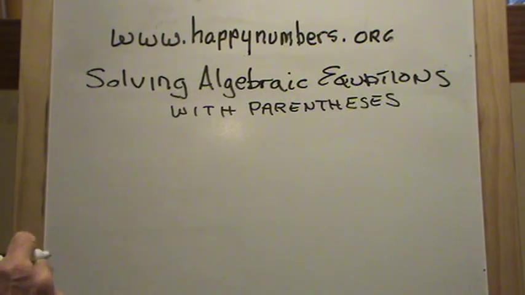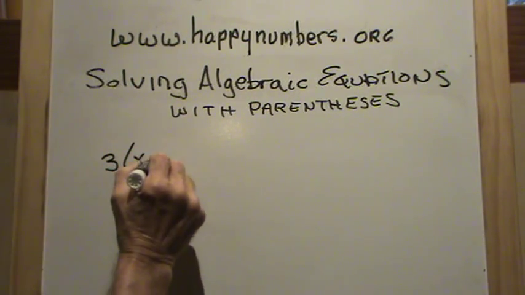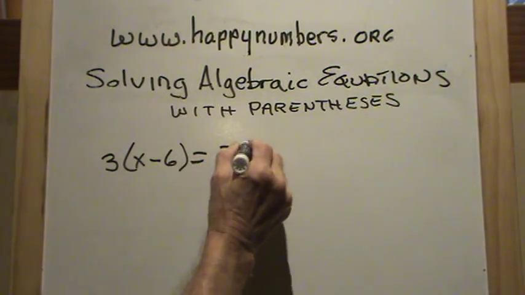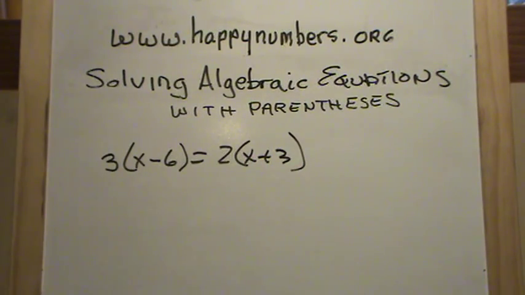And this one, let's see, we'll try and pick one that'll stretch your imagination a little bit. Let's take this one. 3 times the quantity of x minus 6 is equal to 2 times the quantity of x plus 3. You should be able to work this without too much problem. Go ahead and put your DVD on pause. Work through it and then turn it back on again, and we'll see how you did.